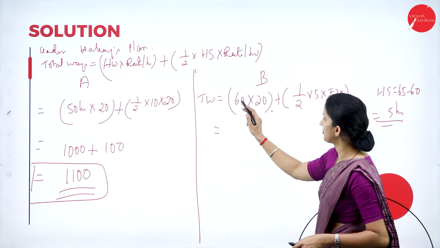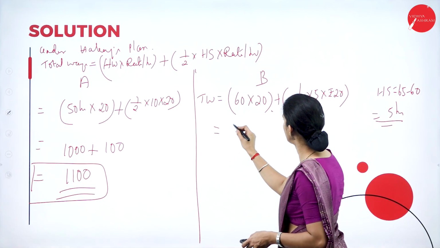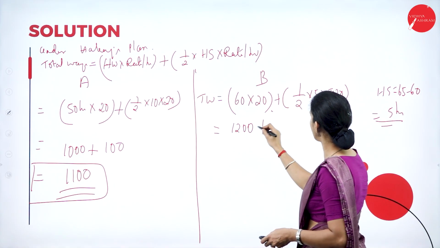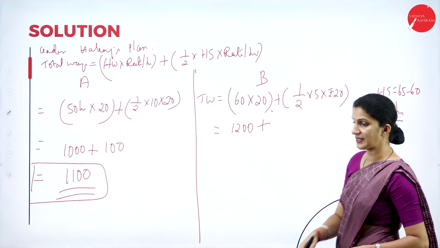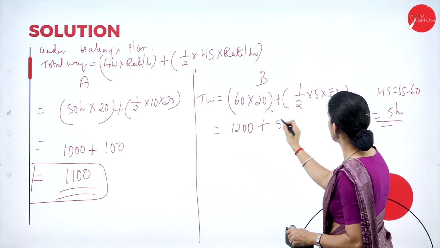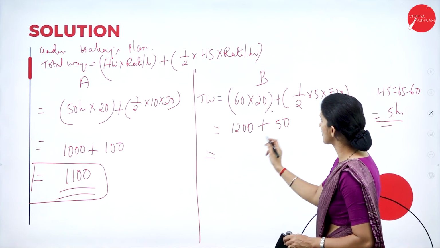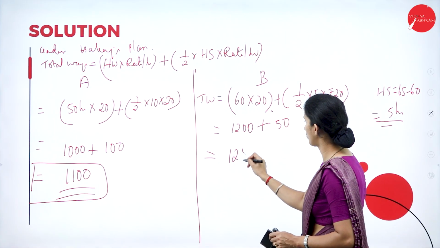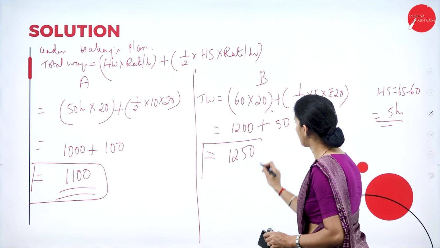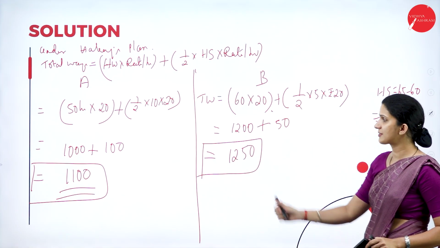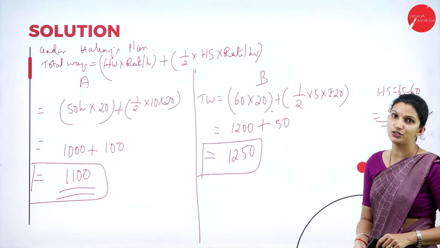Now we'll go for simplification. 60 into 20 is 1,200, plus 5 into 20 divided by 2, which is 50. So 1,200 plus 50 is 1,250. So for worker B, under Halsey's plan, the total wage is 1,250.